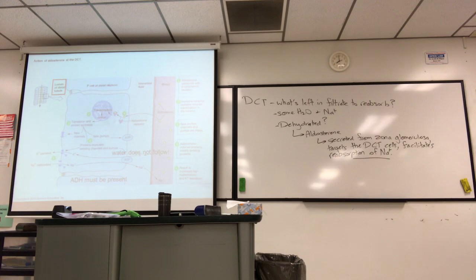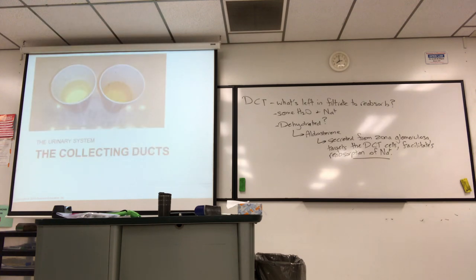Then after that, the filtrate enters the collecting duct, which is the last possible place you can modify the filtrate before it becomes urine. So you're looking at 2 cups of urine. The reason why I show this picture is because one is concentrated and one is dilute. I've been saying that the whole lecture. Which one is the concentrated urine, left or right? Yeah, right, the darker color is the concentrated form of the urine.